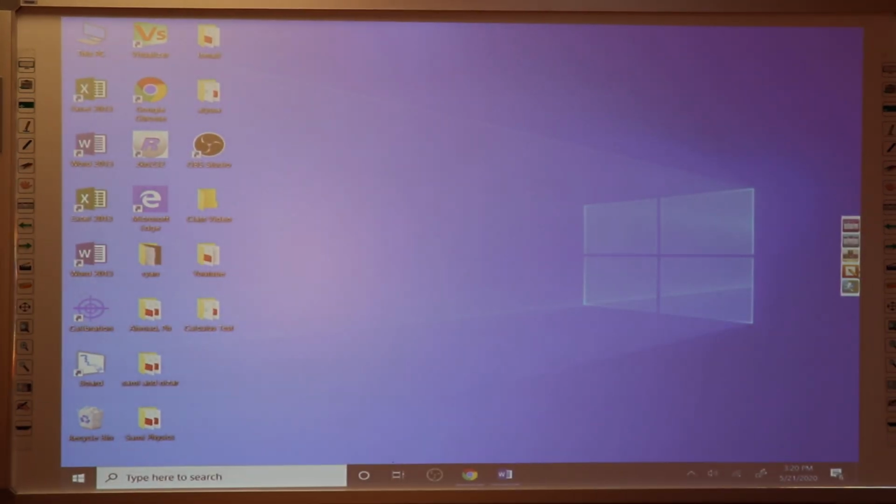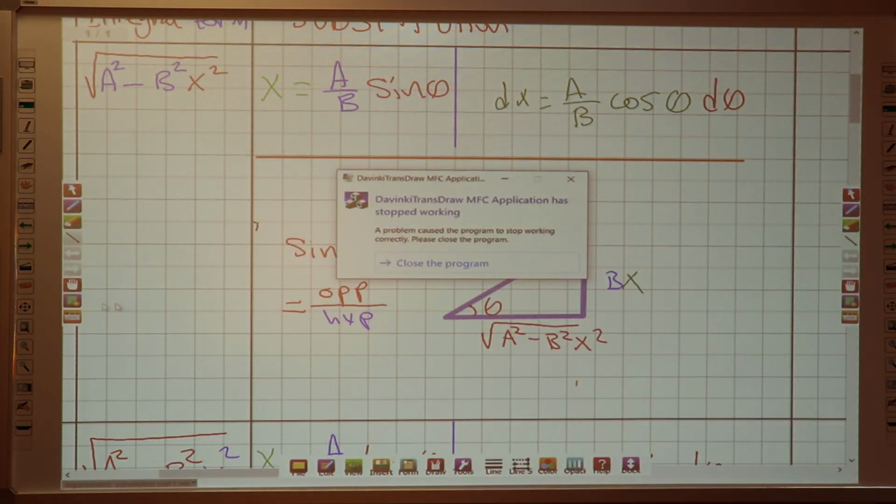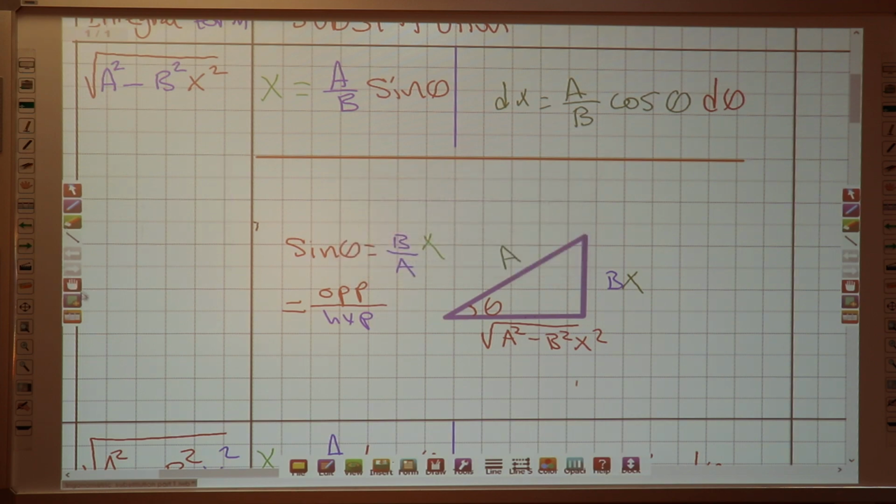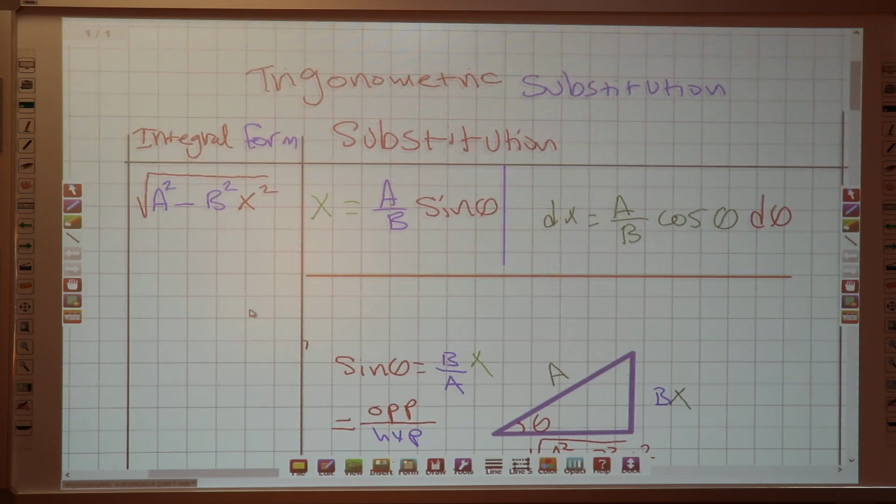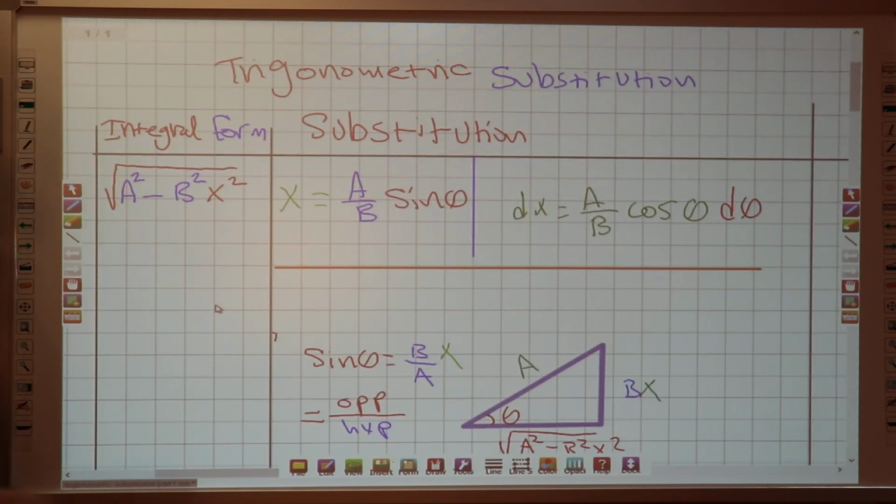Okay, let us go back to our board. Then we said techniques of integration. Our class is trigonometric substitution.